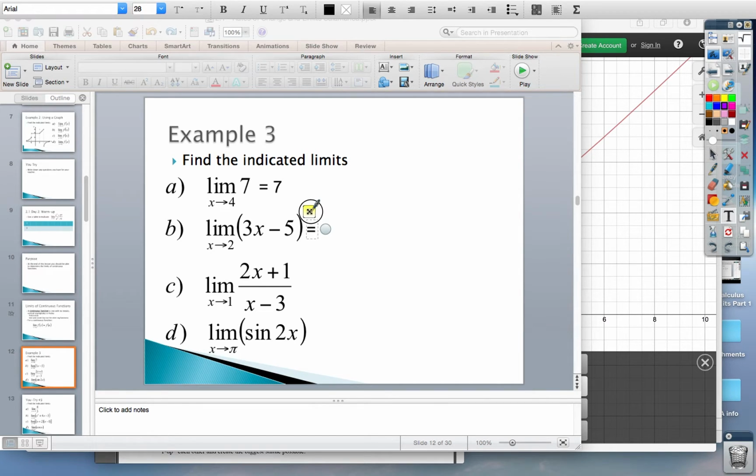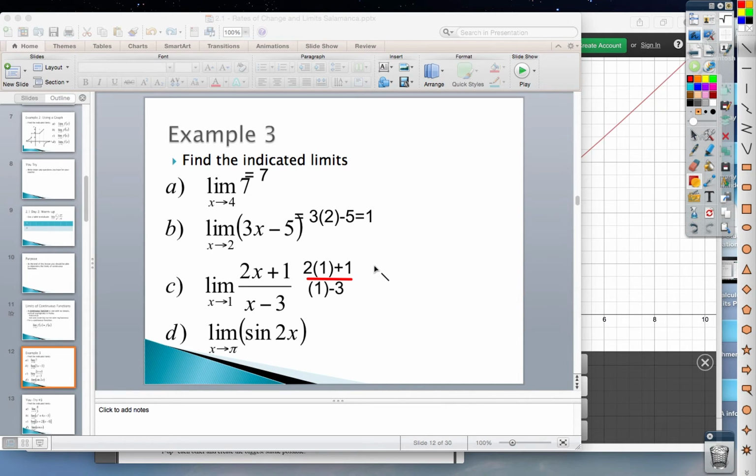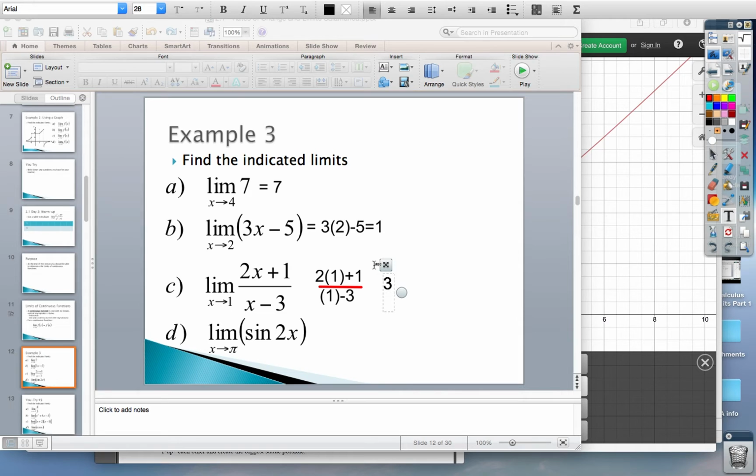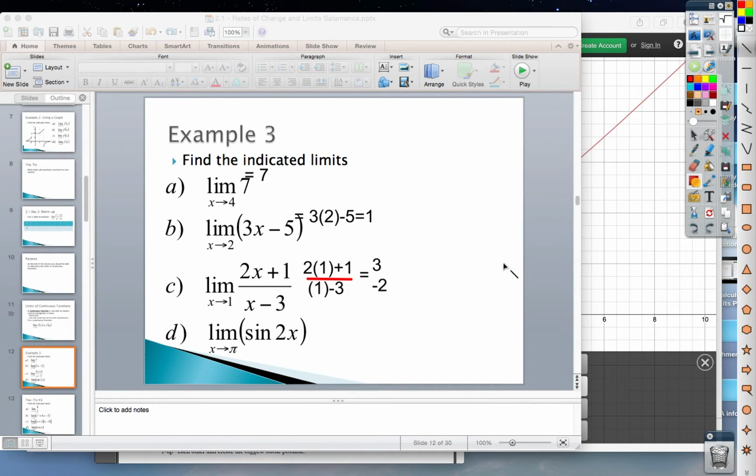If we do the same thing for part B, what we're saying here is 3 times 2, because the limit as x approaches 2 is what we're looking for, minus 5. So 3 times 2 is 6, 6 minus 5 is 1. So the limit as x approaches 2 of 3x minus 5 is equal to 1. Part C, same idea. We're just substituting the value in. So 2 times 1 plus 1, and 1 minus 3. This gives us a fraction that is 3 divided by negative 2. So the limit as x approaches 1 of the function 2x plus 1 all divided by x minus 3 is negative 3 halves, or 3 divided by negative 2.